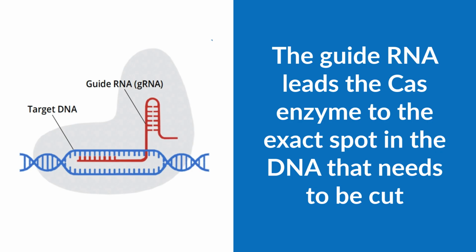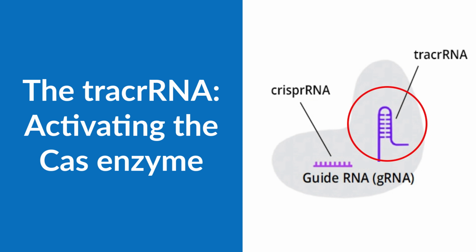Let's start with the guide RNA. The guide RNA is like a GPS for the Cas enzyme. It leads Cas to the exact spot in the DNA that needs to be cut. In bacteria, the guide RNA has two parts: tracker RNA and CRISPR RNA. The tracker RNA, or trans-activating CRISPR RNA, is a long piece of RNA that folds into a stem loop. Once bound, the loop activates the Cas enzyme so it can cut DNA. Importantly, the tracker RNA stays the same no matter which DNA sequence you're targeting.